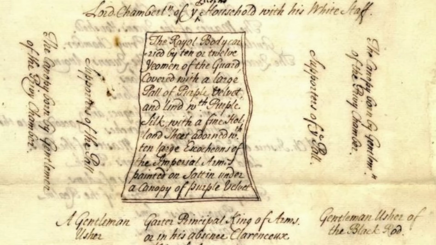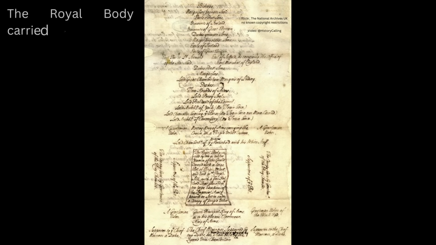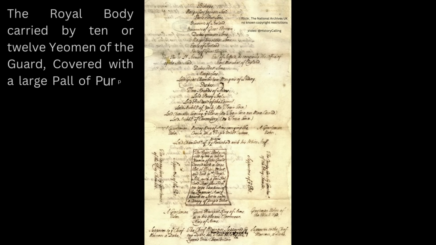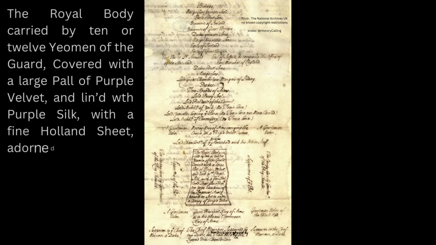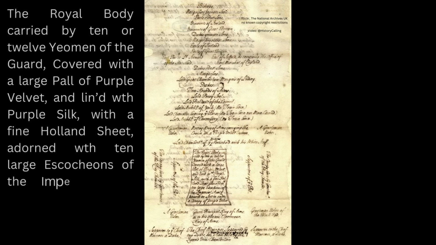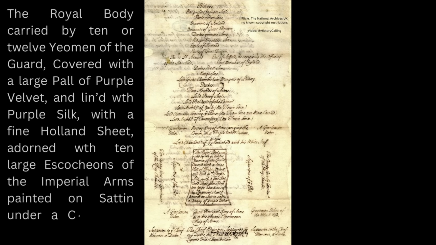Commas exist and are used far more than in modern language because full stops and new sentences are so much less frequent. Again, this is most notable in the centre box, which is one long run-on sentence, reading: "The royal body, carried by 10 or 12 yeomen of the guard, covered with a large pall of purple velvet, and lined with purple silk, with a fine holland sheet, adorned with 10 large escutcheons of the imperial arms painted on satin under a canopy of purple velvet."